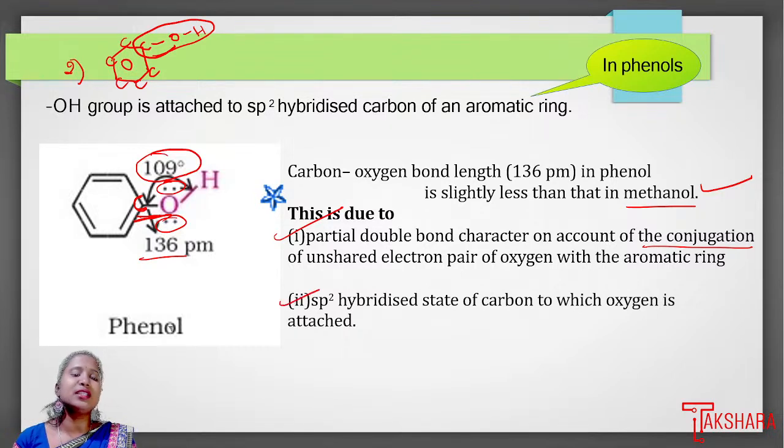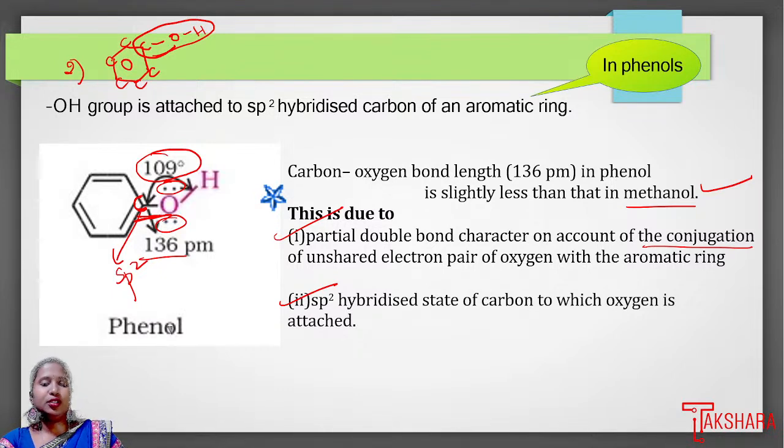And the second reason is the sp2 hybridized state of the carbon to which oxygen is attached. Here we have a carbon atom in benzene, and since this carbon atom undergoes sp2 hybridization, the bond length between oxygen and carbon atom decreases. The bond length is 136 picometer, which is slightly less than that of methanol. So these are the two reasons why phenol shows less bond length than alkyl alcohol.